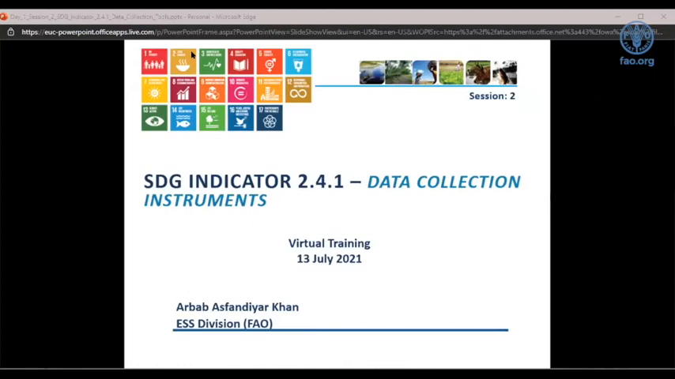Having said that, the methodological note of SDG 2.4.1 does offer the countries the flexibility of using a combination of data sources other than farm survey, called alternative data sources, that include many different instruments, which we will discuss as part of this presentation.